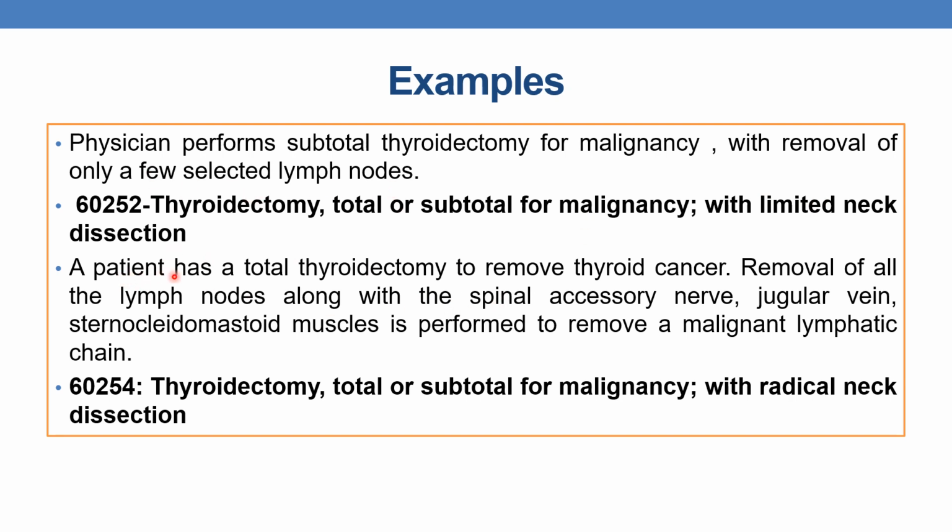Let us see one more example. A patient has a total thyroidectomy. Previously it is subtotal thyroidectomy. Here total thyroidectomy to remove thyroid cancer. Removal of all the lymph nodes. Here all the lymph nodes are removed along with the spinal accessory nerve, jugular vein, sternocleidomastoid muscles, and it is performed to remove a malignant lymphatic chain. Here the CPT is 60254.